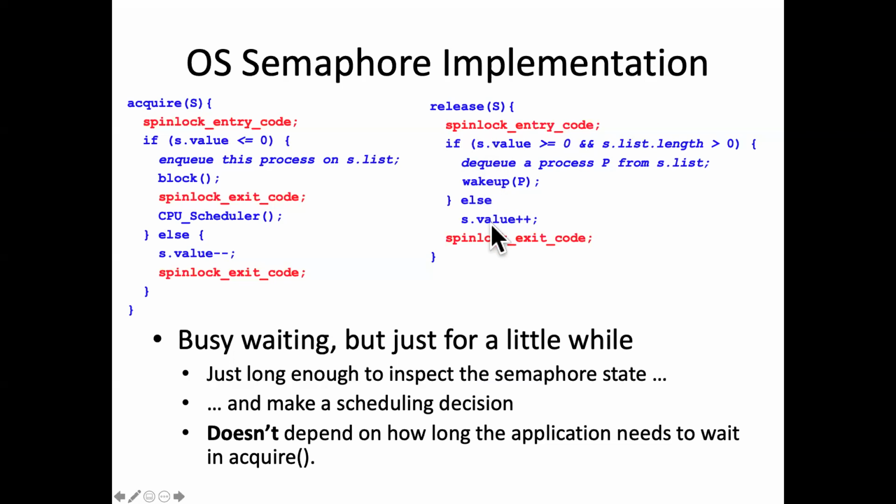And as long as it's just a sequence of a few instructions that I have to wait for, I shouldn't spend very much time in this entry code. It doesn't depend on how long a process might wait in acquire. It depends only on how long it takes for a process to finish running this little block of code. Questions. So I claim we just talked about how you could feasibly build a working semaphore inside the OS. And that's what we're going to count on using from here on out.